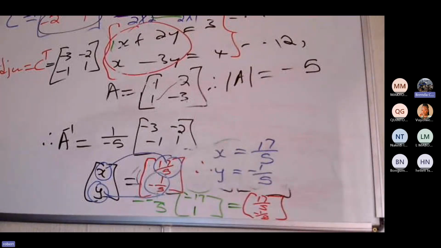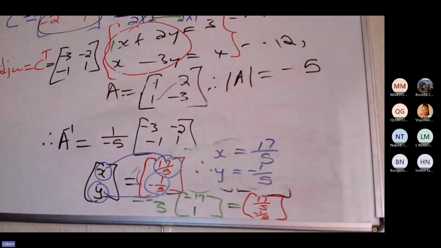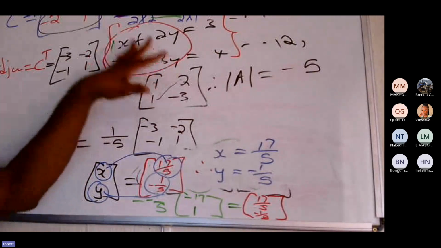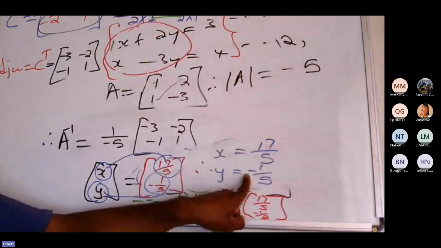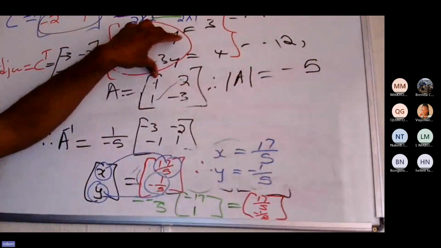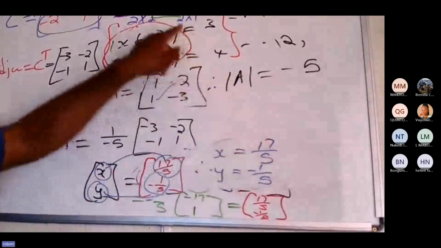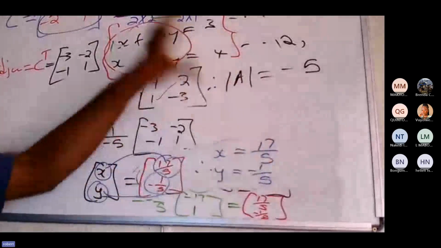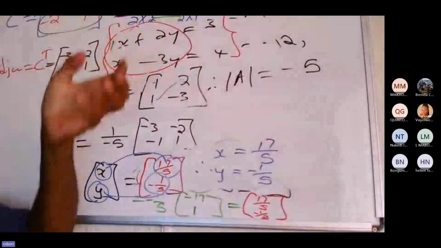It's correct. You can do the same thing with equation number 2. It must satisfy equation number 2 as well. You can still go and check, because it must satisfy both equations. You are saying the point 17 over 5 and minus 1 over 5 is where these two intersect. Meaning this point must satisfy both equations, because this point is on the graph of those two equations. That's good.